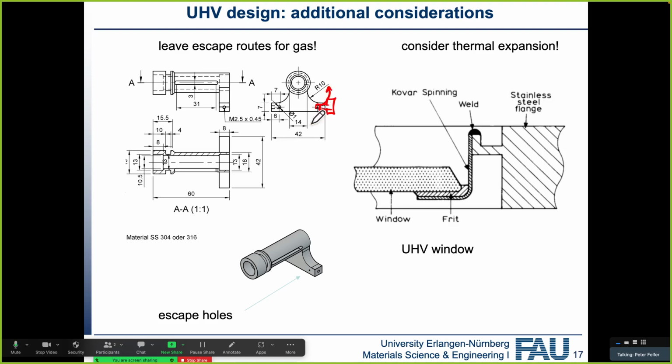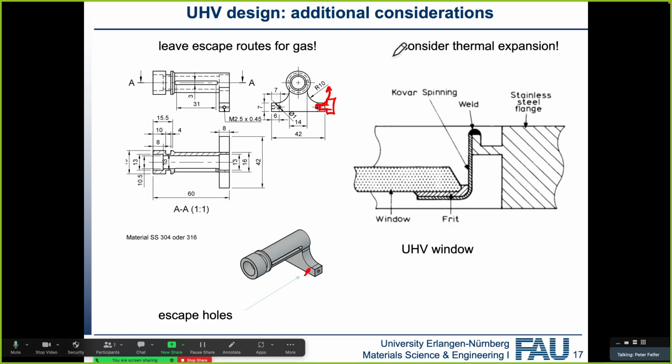Because always remember, we're working at 10 to the minus 10 millibar, let's say 10 to the minus 9 because it's easier to calculate, which is 12 orders of magnitude removed from ambient pressure. So if you have a volume of, let's say, 1 cubic centimeter, then it's 10 to the 9 cubic centimeters at this pressure. So a very large volume. Always bear in mind that small trapped volumes at these low pressures suddenly become very large volumes. So typically what you can do is drill escape holes or cut an escape slot, things like that.